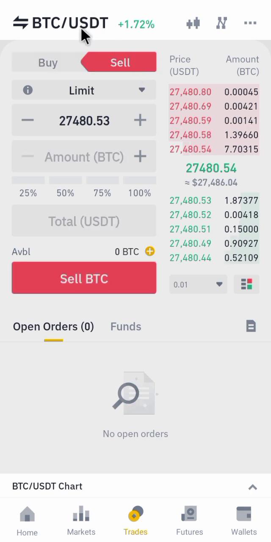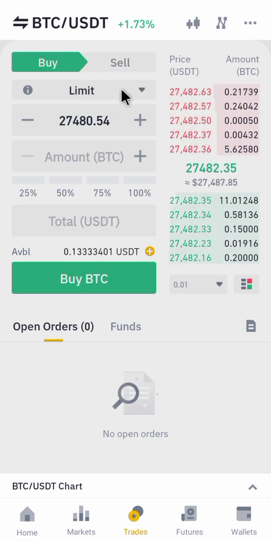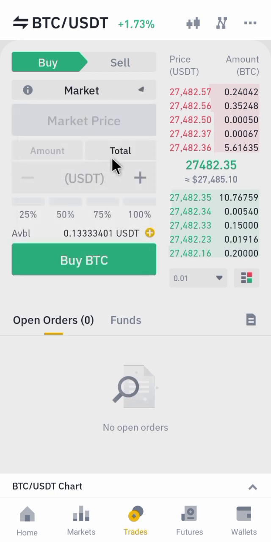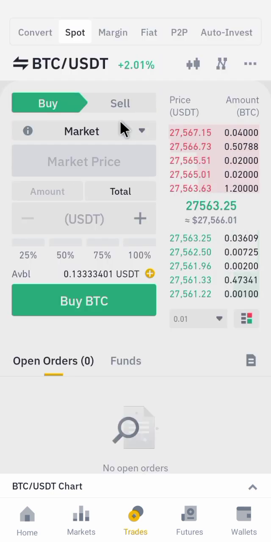So this is the limit. With the market, you don't set the price at your own specific price. Once you select the market, you automatically enter into the spot trade. This is how spot trading works if you only want to trade on spot trading.